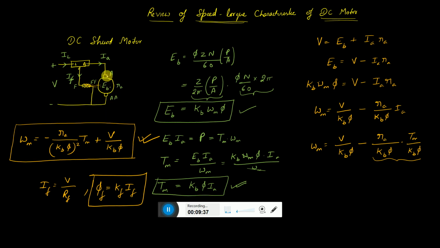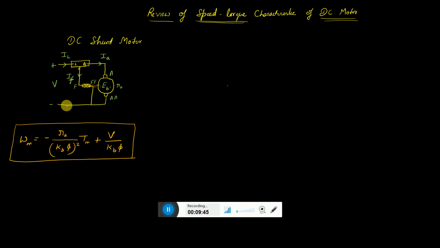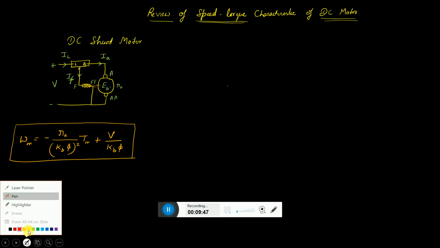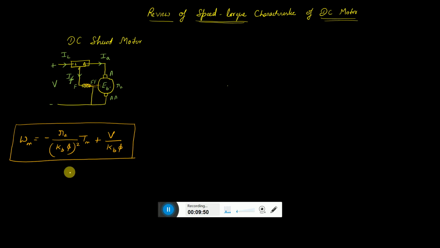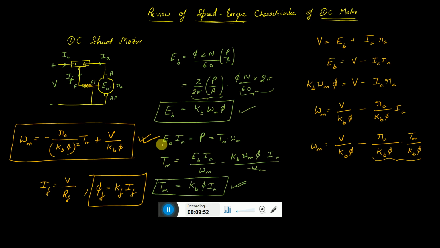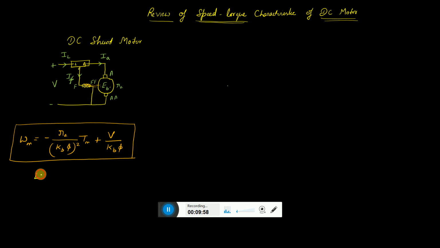So let me take a copy of this circuit diagram and this expression into the next slide. Here we have taken those expressions into the new slide. Another important expression that was left out is that the back EMF EB is equal to KB times omega m times phi. Another one is the torque expression, Tm is equal to KB phi into Ia.